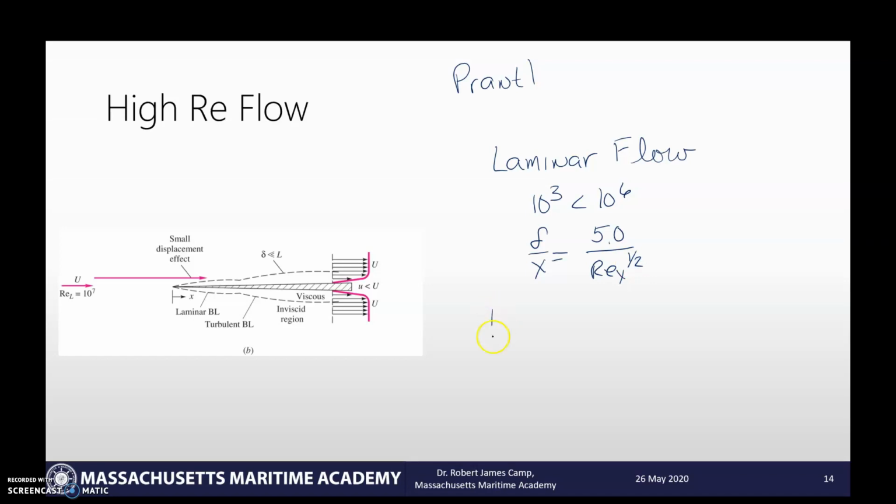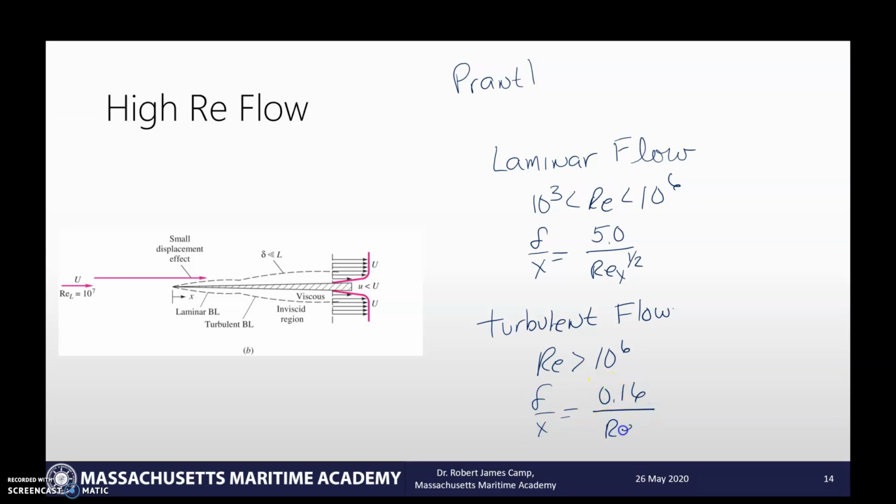And then we have turbulent flow. I forgot to put my Reynolds number in here, so laminar is a Reynolds number less than 10 to the 6th. Turbulent flow will be a Reynolds number greater than 10 to the 6th. And the equation used for that would be delta over x is equal to 0.16 divided by the Reynolds number based on x to the 1/7 power.